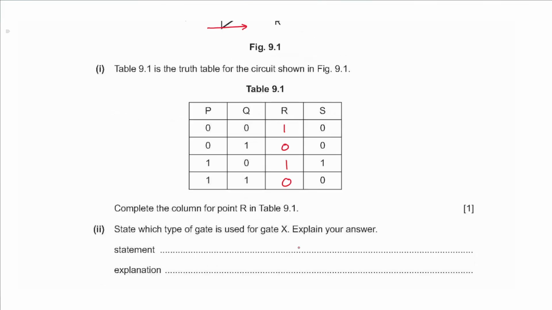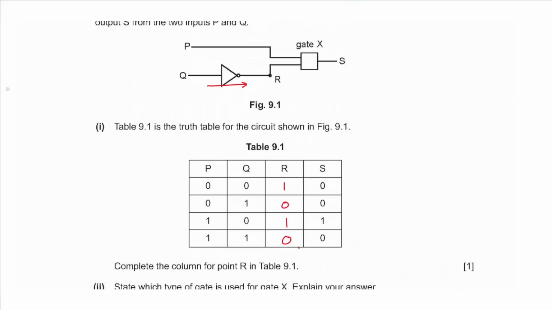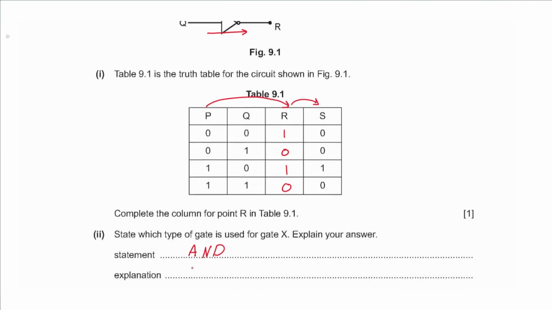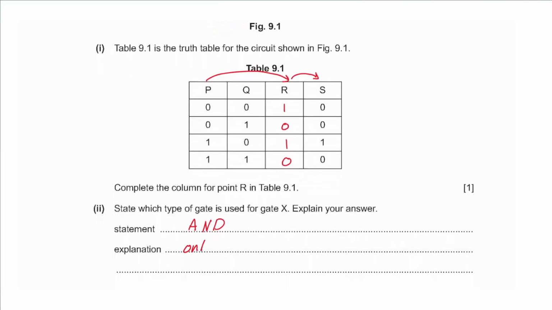Same here and here. Double I says state which type of gate is used for gate X. Explain your answer. So gate X has the inputs P and R and output S. So we compare these two inputs with the output. So 1 and 0 that gives 0, 0 and 0 gives 0, 1 and 1 gives 1, 0 and 1 gives 0. So it only gives 1 when the inputs are both 1. That would be an AND gate. And we write the reason. It only gives output 1 when both of its inputs are 1.